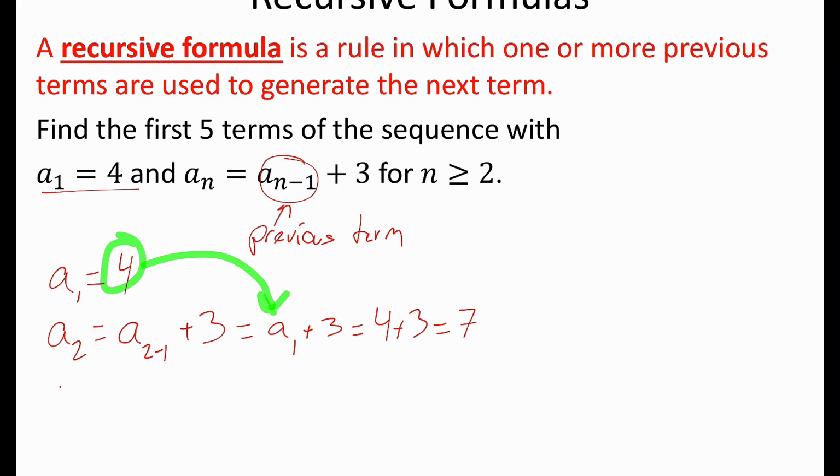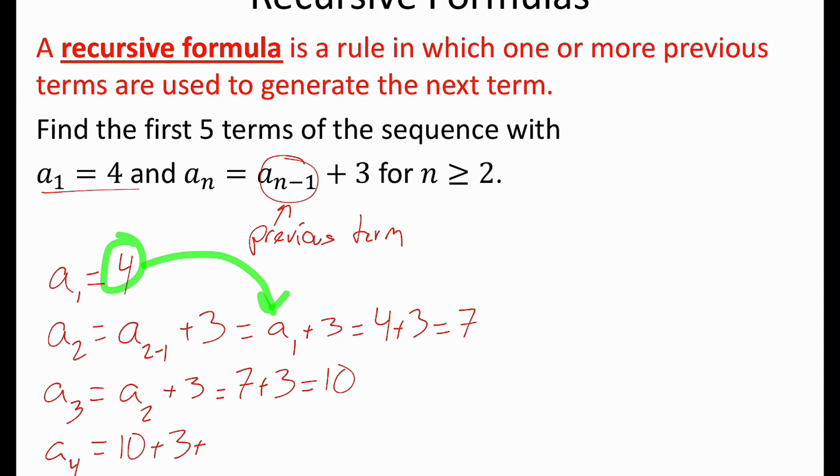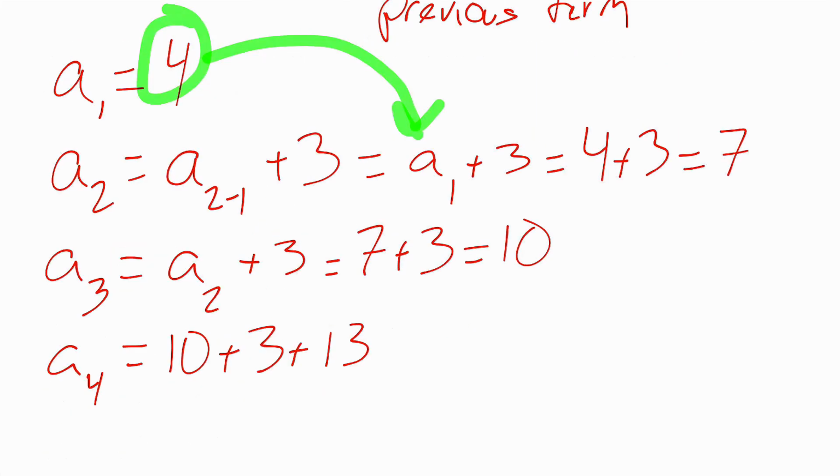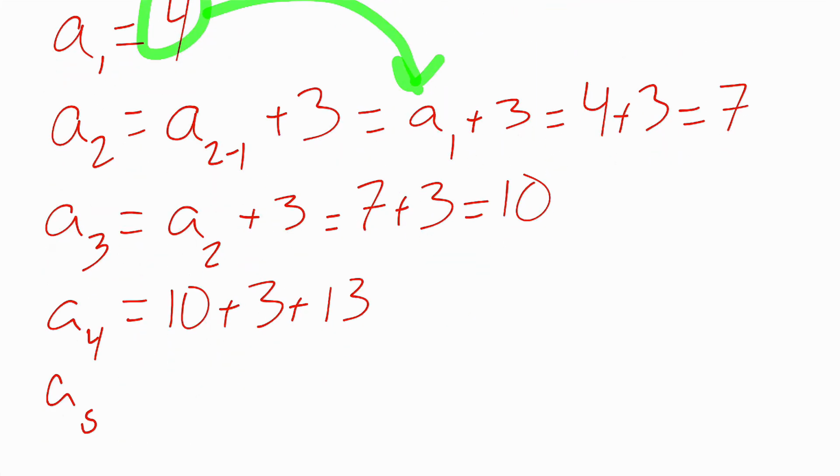To find the third term, a sub 3, I'm not going to do quite as much writing, but we've got to take the previous term, a sub 2, and add 3 to it. Well, the previous term was 7. We add 3 to that, we get 10. A sub 4, I'm going to write even less this time around. Just following that same pattern, we're going to take the third term, 10, and add 3 to it, giving us 13.